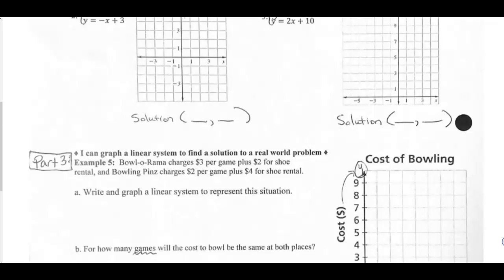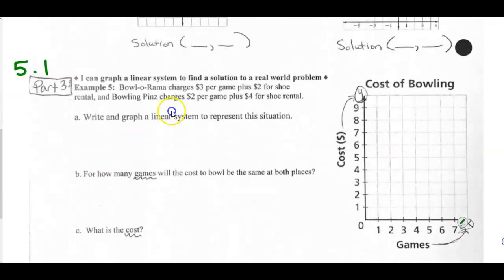Okay, so we are continuing on our lesson, which is still 5.1, our systems. We did part 1 and part 2 in the first video, and I just wanted to make this one a separate video so we could talk about what this looks like when we have a system in terms of graphing, because you'll see some story problems here.